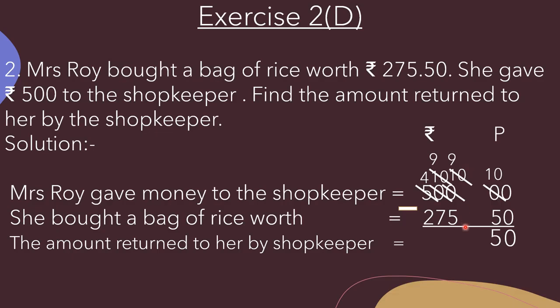So 10 minus 5, that is equal to 5. 9 minus 5, that is equal to 4. 9 minus 7, that is equal to 2. And 4 minus 2, that is equal to 2. So what is the answer? That is 224 rupees 50 paise. Rupees 224.50.